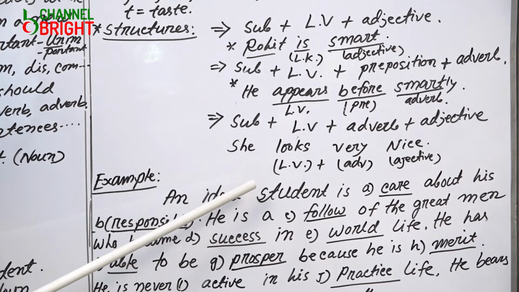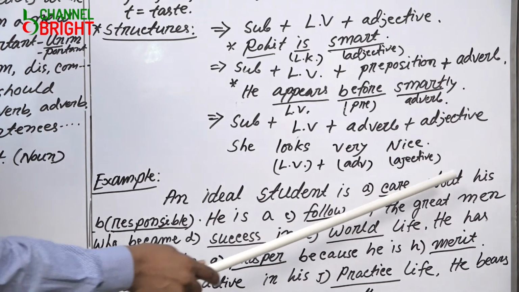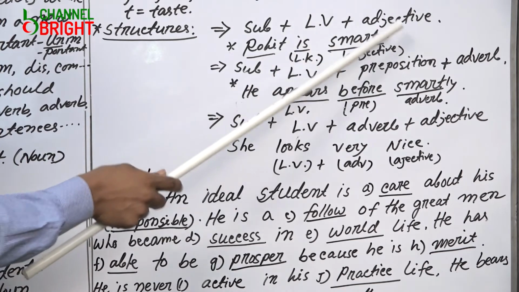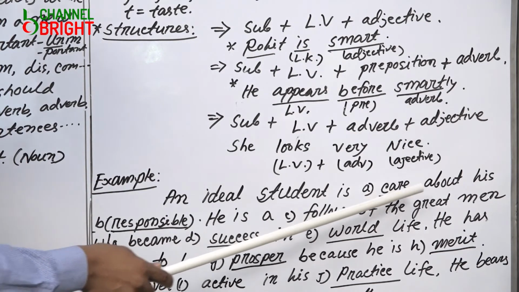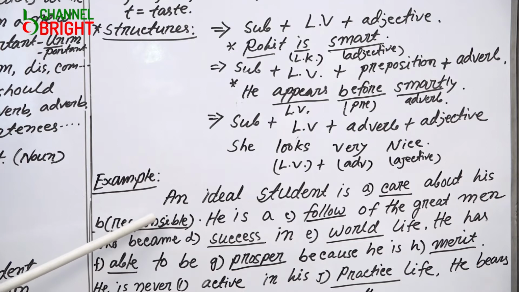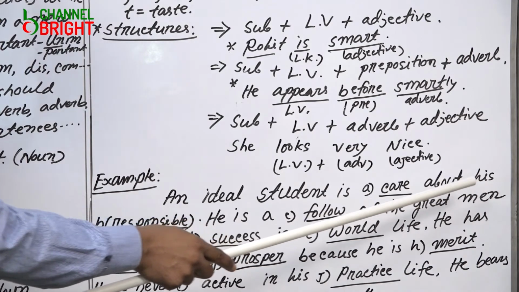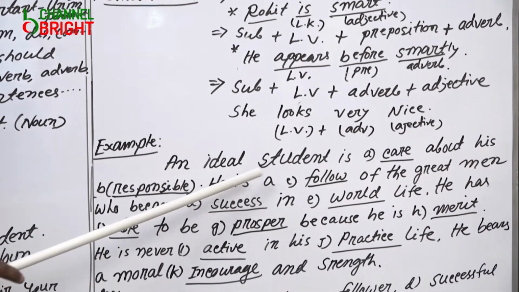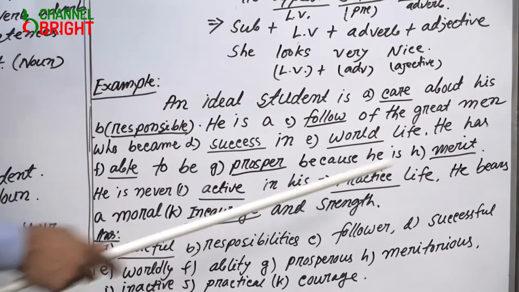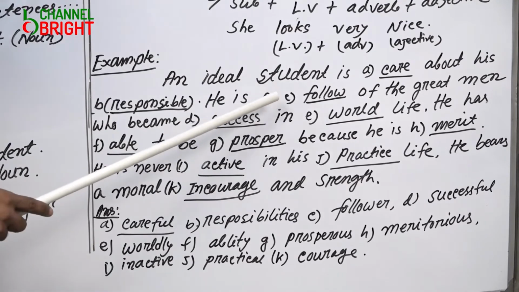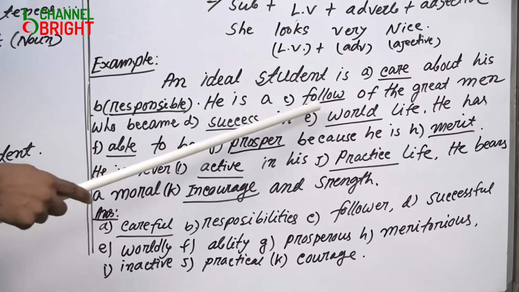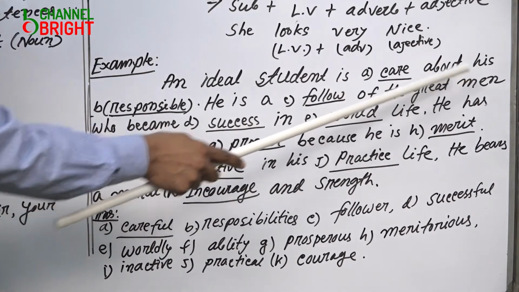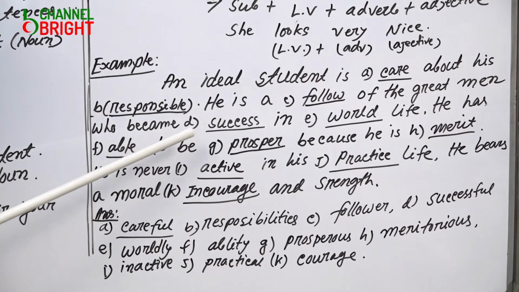An idle student is careful. So is is a linking verb, and after a linking verb comes an adjective word. So that will be careful about his responsibilities. Here responsible is used as an adjective, so responsible will be responsibilities. He is a follower of the great men who become. So follower is a noun, and the word for that will be a noun.